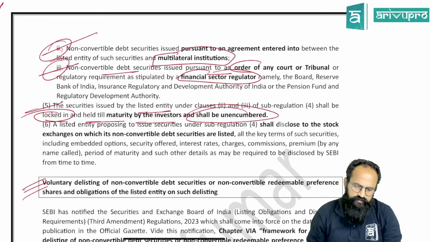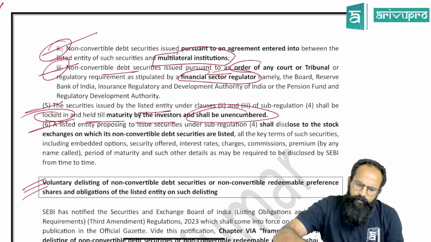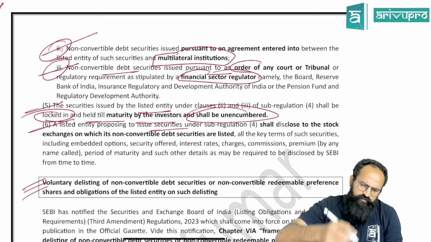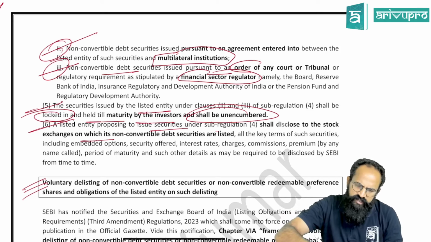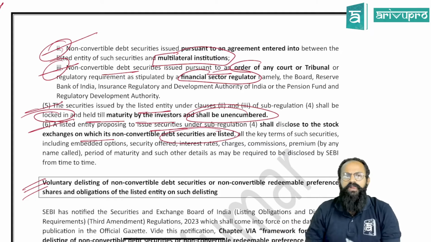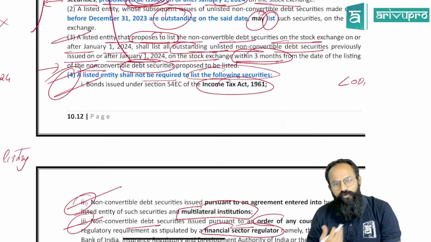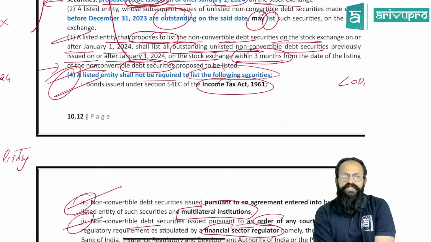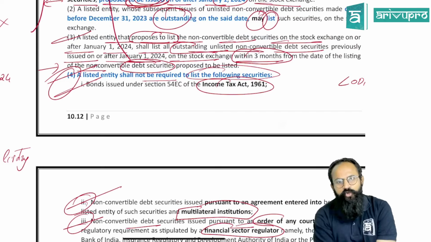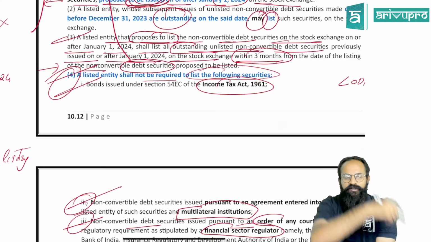Clear? A listed entity proposing to issue securities under subregulation 4 shall disclose to the stock exchange on which its non-convertible securities are listed. Meaning what, sir? Whenever I'm giving my securities according to this point, I have to at least intimate to my stock exchange that I've issued such securities to these people and no listing is required. I need to at least intimate it to my stock exchange.